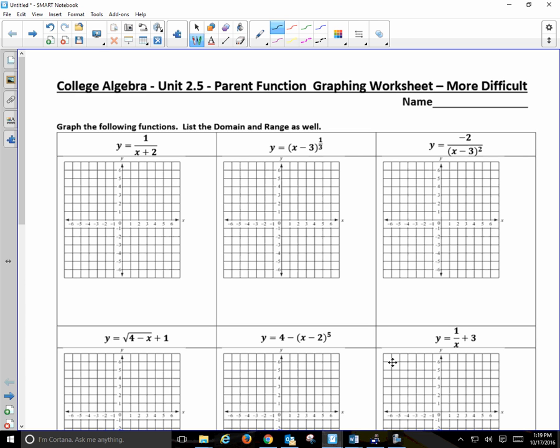All right? So it all starts with being able to identify the parent function. The parent function for the first one is y is equal to 1 over x. And you remember what we did on Friday, we talked about, I'm sorry, this was actually Thursday, I think.